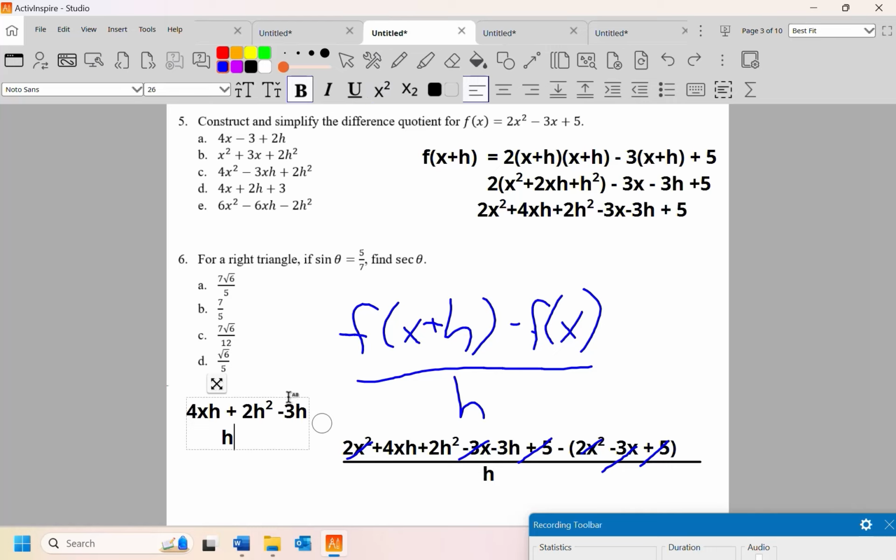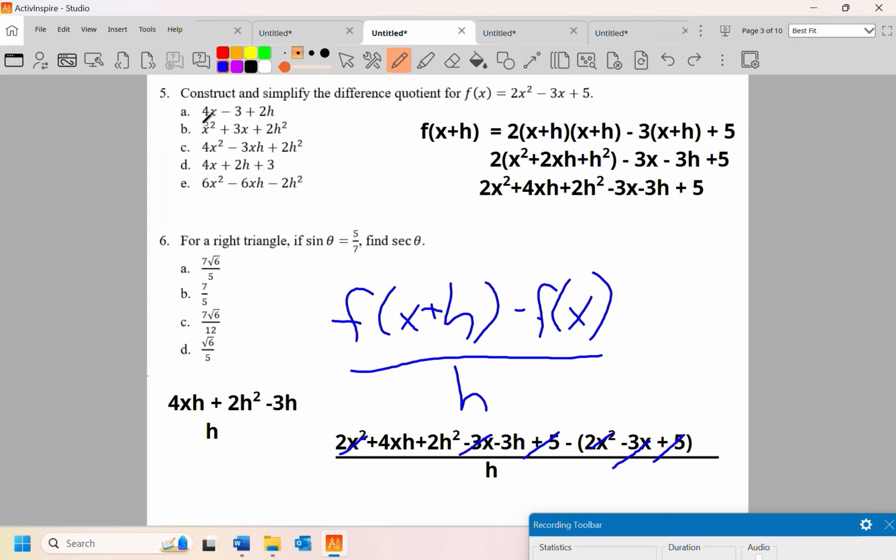So every term, all four pieces of this fraction have an h. So h over h is a 4x. So I'm looking at either a or d. 2h over h is a 2h. And then I have this minus 3. So it looks to me like that's choice A.